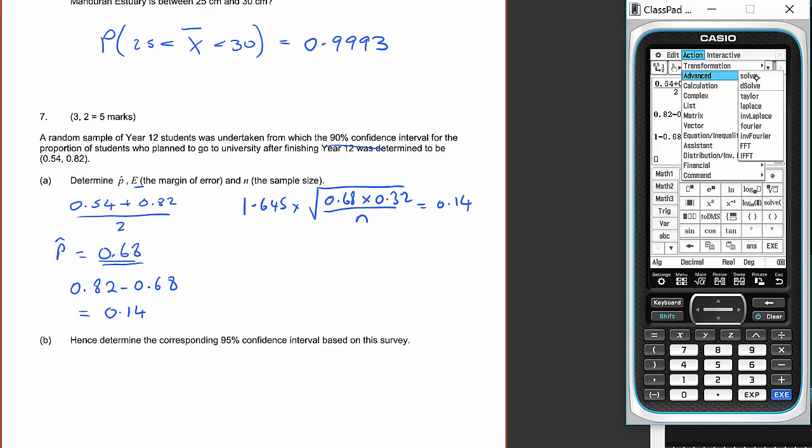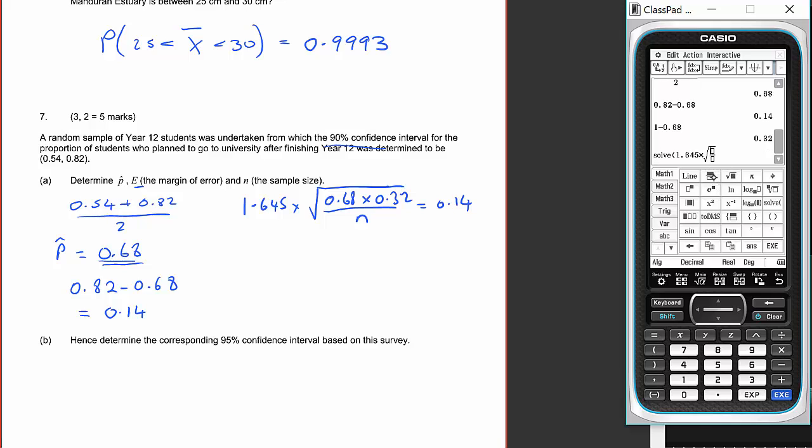So solve 1.645 times the square root of 0.68 times 0.32 divided by n is equal to 0.14. That gives me 30. So we're going to say n equals 30.